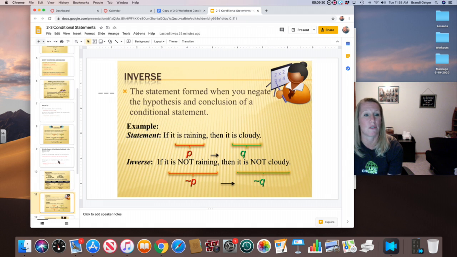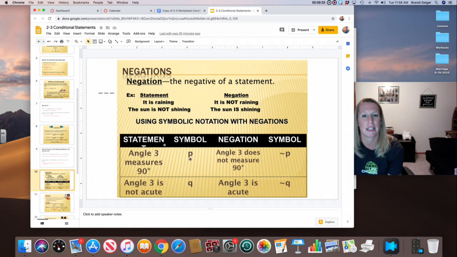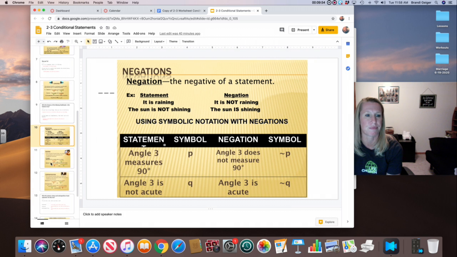The symbolic form for that is the little squiggly. So angle 3 measures 90. That's my symbol, my P, my if part. My negation would be angle 3 does not measure 90, and it's the little squiggly P. Angle 3 is not acute. The negation is angle 3 is acute. So the little squiggly is just the negation.